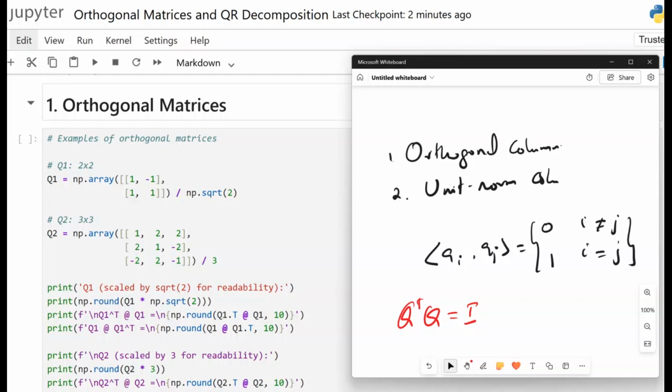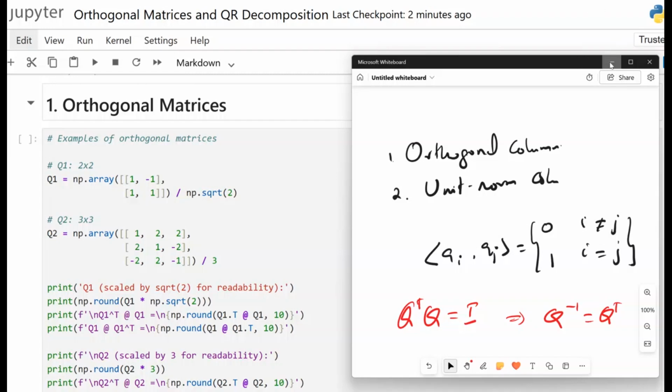Yes, Q transpose is the matrix that multiplies Q to produce I. By definition, that is the inverse. So therefore, Q inverse equals Q transpose. So the inverse of an orthogonal matrix is simply its transpose, fast, free, and numerically exact. This is why orthogonal matrices are prized in numerical computing.